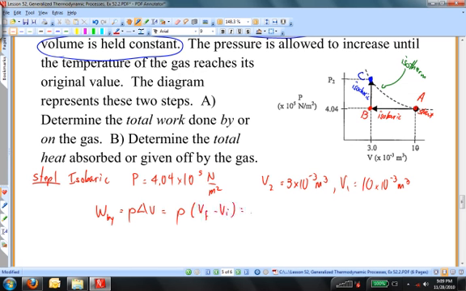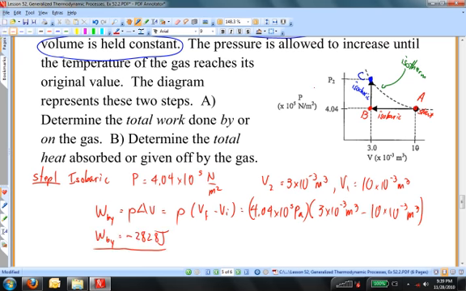So now I can put in the numbers. The pressure is 4.04 times 10 to the 5 Pascal. Now notice that's not kilopascal, but Pascal, so there's a mistype in the problem statement, times the final volume, 3 times 10 to the minus 3 cubic meters, minus the initial volume, 10 times 10 to the minus 3 cubic meters. And now let's put these numbers into the calculator. I get that the work that's done by the gas in the first step is negative 2828 joules.